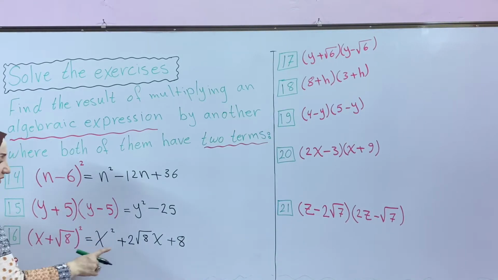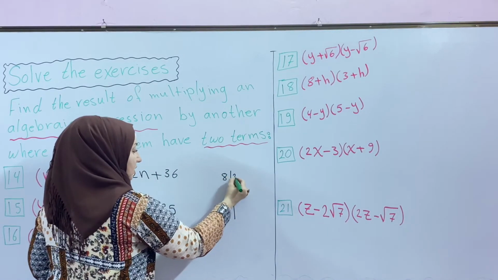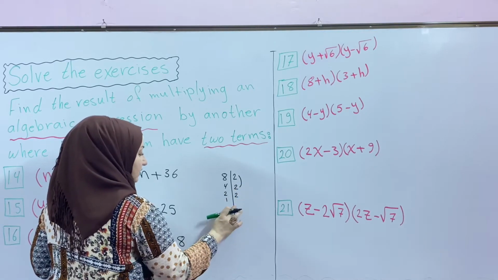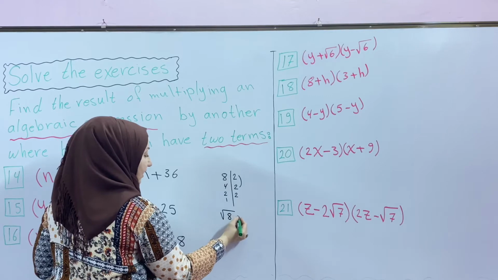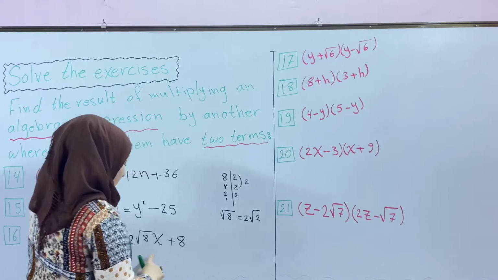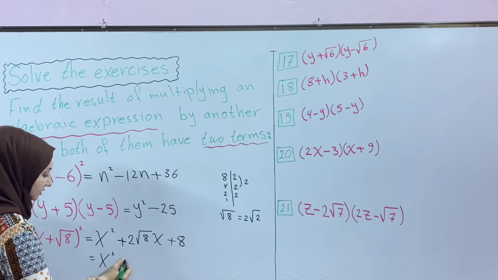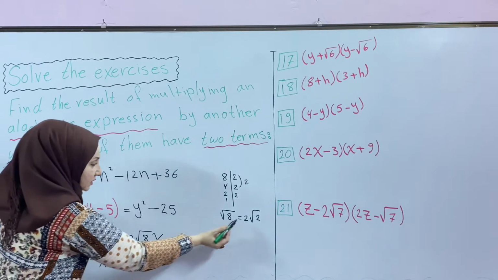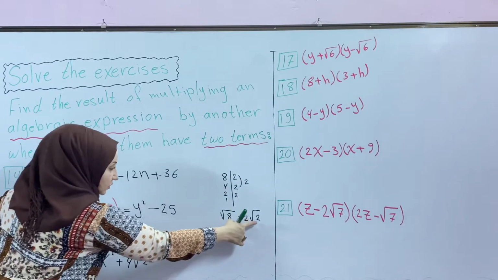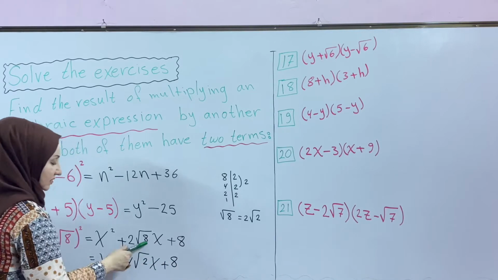So this is the result, but we can simplify square root of 8, which is 8 onto 4 onto 2 onto 1. So that means the square root of 8 equals 2 square root of 2. And we can write it here. So we will get x squared plus 2 multiplied by 2 square root of 2 will be 4 square root of 2 x plus 8.